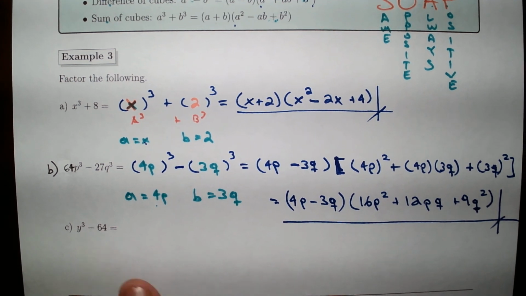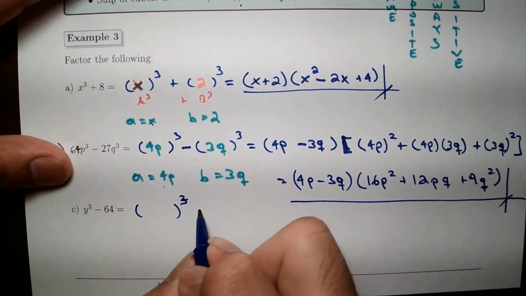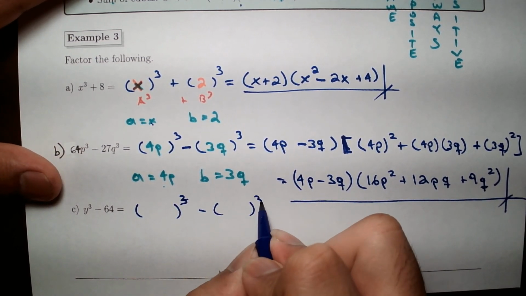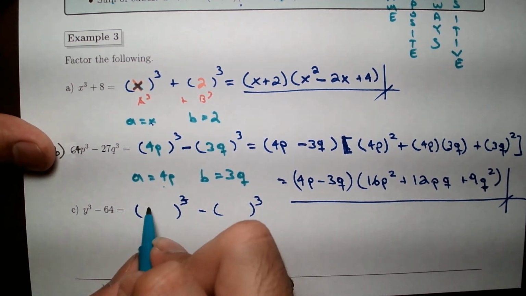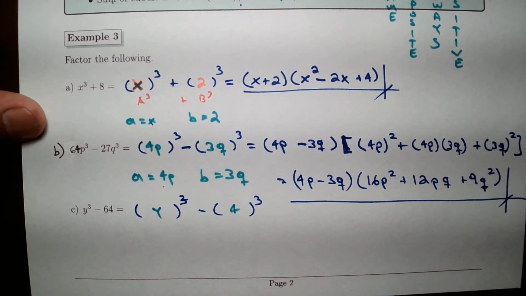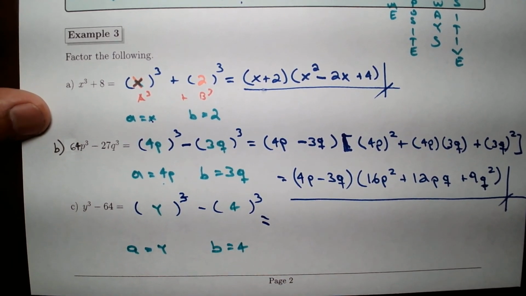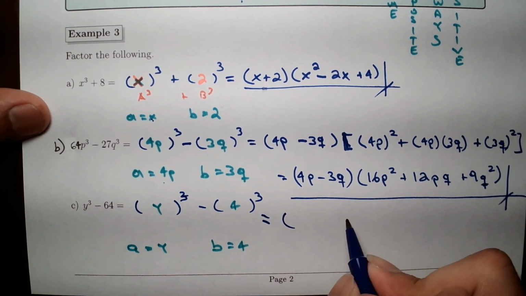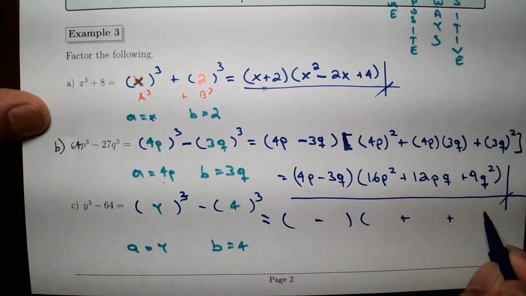All right, let's do one more example. Let's write this as some quantity cubed minus some quantity cubed. In this case, what we got, y and 4. We already got these numbers earlier. Well, that's going to be pretty simple, I guess. So a equals y and b equals 4. So what is this going to be? Okay, let me go a little bit sideways here. So minus and plus and plus.